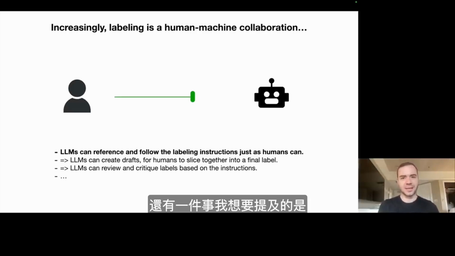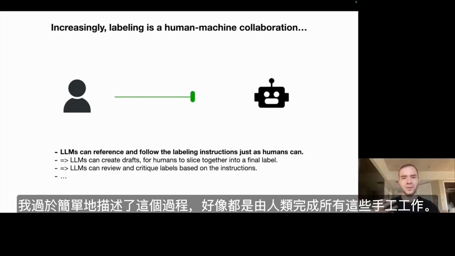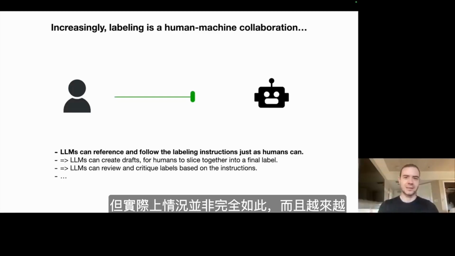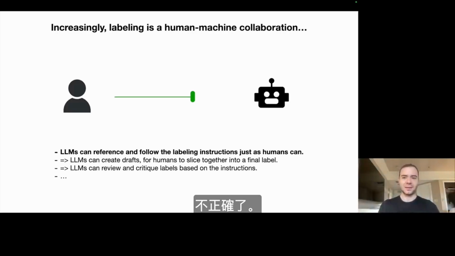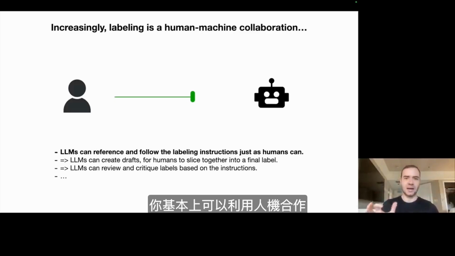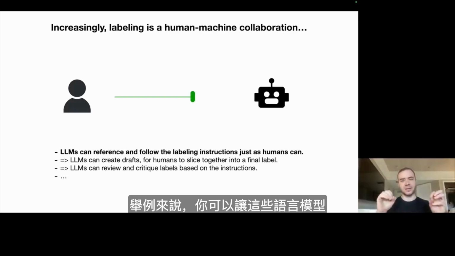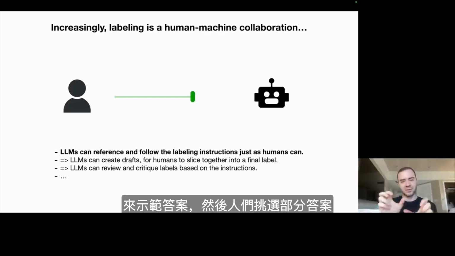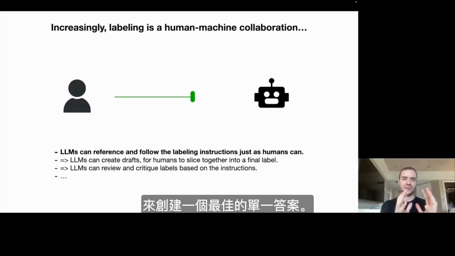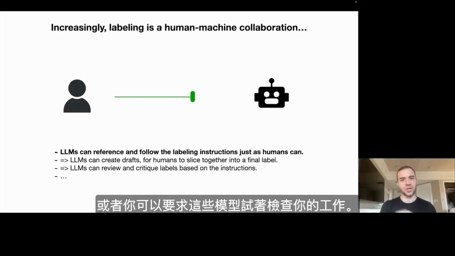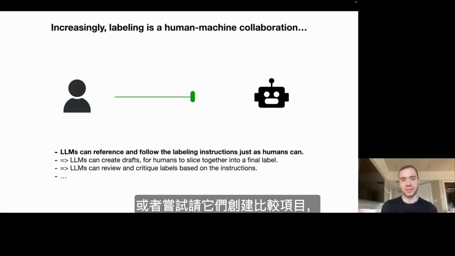One more thing that I wanted to mention is that I've described the process naively as humans doing all of this manual work, but that's not exactly right, and it's increasingly less correct. And that's because these language models are simultaneously getting a lot better, and you can basically use human-machine collaboration to create these labels with increasing efficiency and correctness. And so, for example, you can get these language models to sample answers, and then people sort of cherry pick parts of answers to create one single best answer. Or you can ask these models to try to check your work, or you can ask them to create the comparisons, and then you're just in an oversight role over it. So this is kind of a slider that you can determine, and increasingly these models are getting better. We're moving the slider sort of to the right.